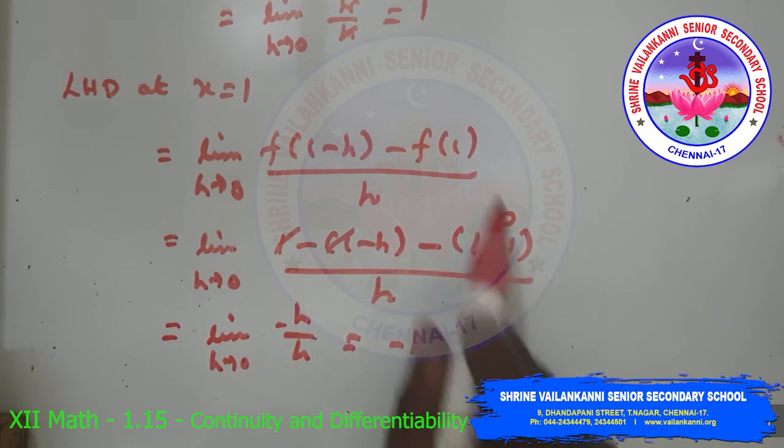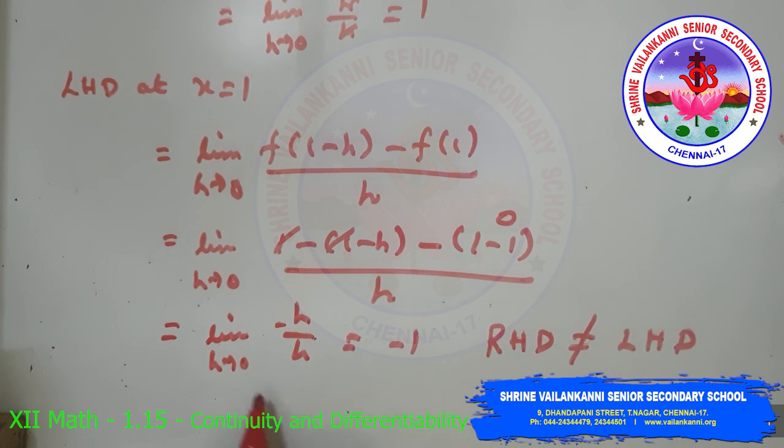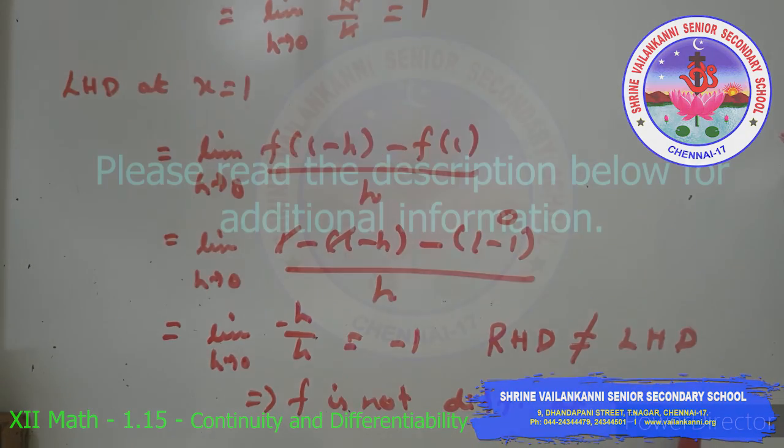So right hand derivative is plus 1 and left hand derivative is minus 1. So right hand derivative is not equal to left hand derivative, which implies that f is not differentiable at x equal to 1.